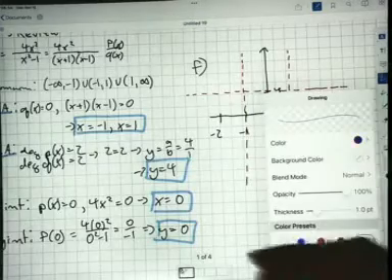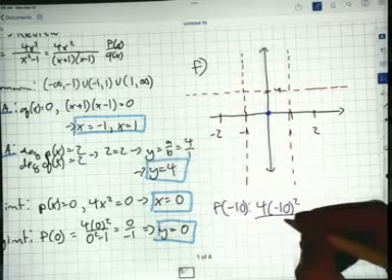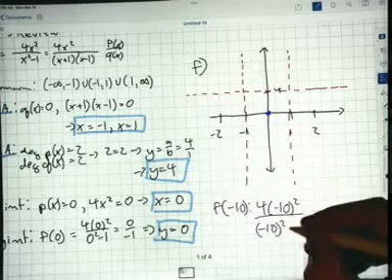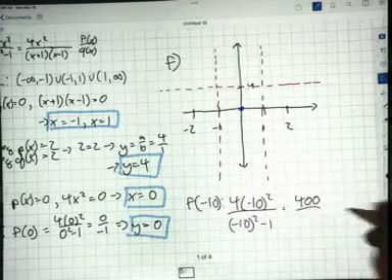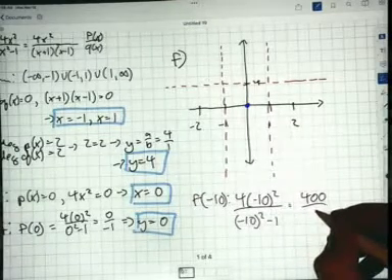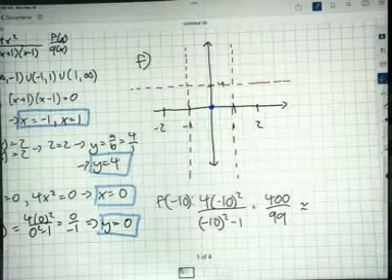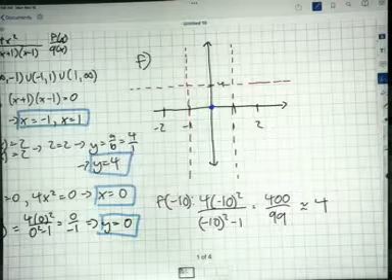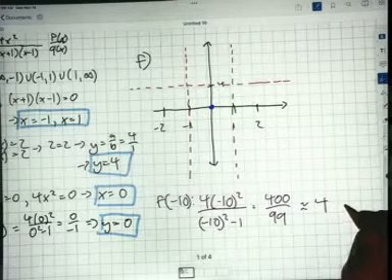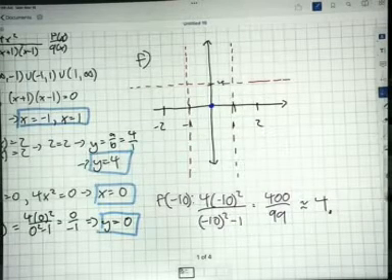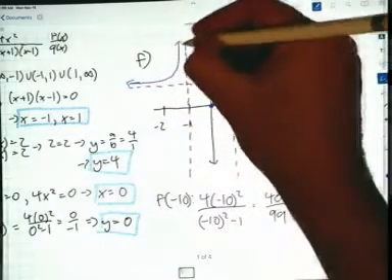Let's just do a test value, f at, let's say, negative 10. Well, that's going to be 4 times negative 10 squared over negative 10 squared minus 1. So negative 10 squared is 100, so you have 400 over 99, which is, in fact, greater than 4, so it's going to be a 4 point something. So that should establish why the graph has to be looking like this, and as it approaches that vertical asymptote, it has to go up.